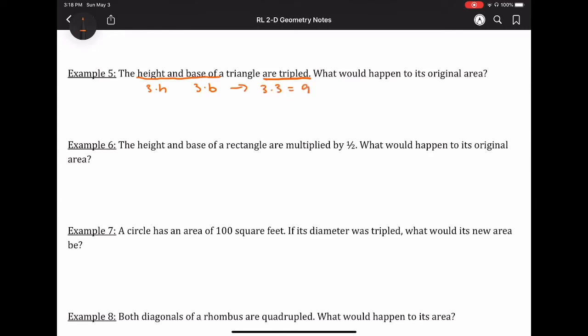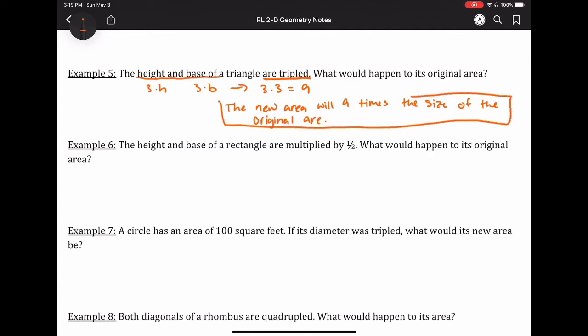is equal to 9. So now that I have my total amount of changes, I'm going to multiply that by the original area. So that means that the new area will be 9 times the size of the original area. All right, there's our answer.